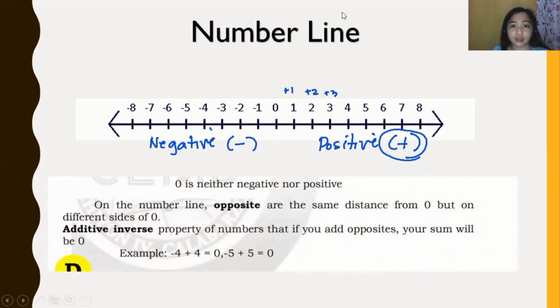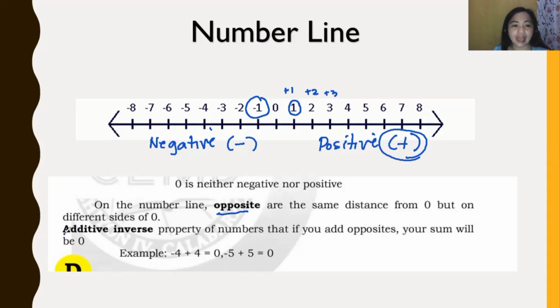On the number line, opposites are the same distance from 0, but on different side of 0. So meaning, yung negative 1, kapareha siya ng distance ng positive 1 from 0. Magkapareha sila ng distance. That is 1 unit apart. Pero magkaiba lang sila ng direction. They are in opposite direction.